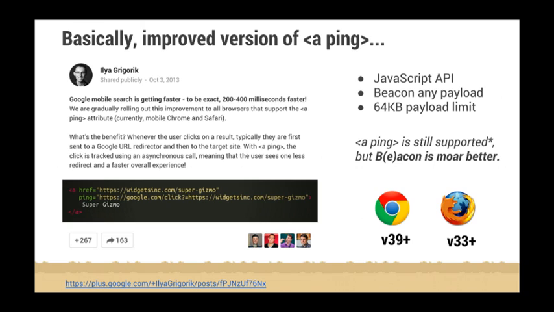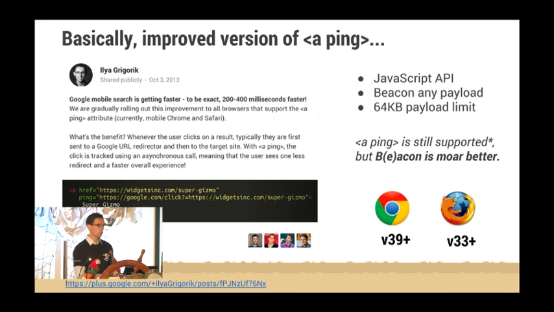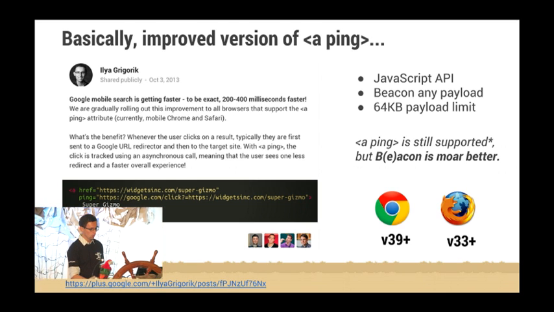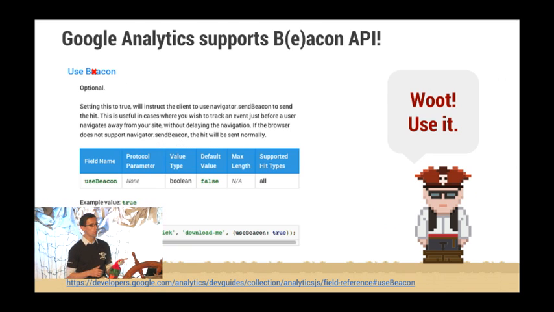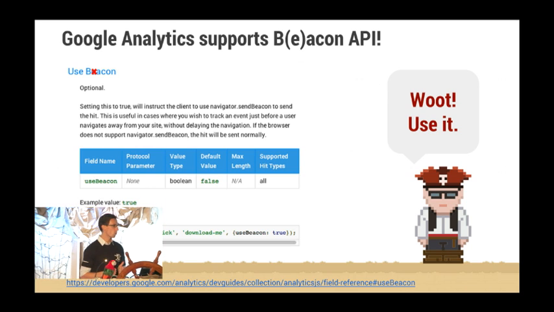So in effect, Beacon is an improved version of a-ping. It's supported on both Firefox and Chrome today. One nice thing is that it allows you to send up to 64 kilobytes of data. And this is arbitrary data. You can stuff a JSON payload or whatever other data type you want, and we will take care of just posting that data to the server. So that's available today, and you can use it. And best part, Google Analytics has just recently rolled out support.